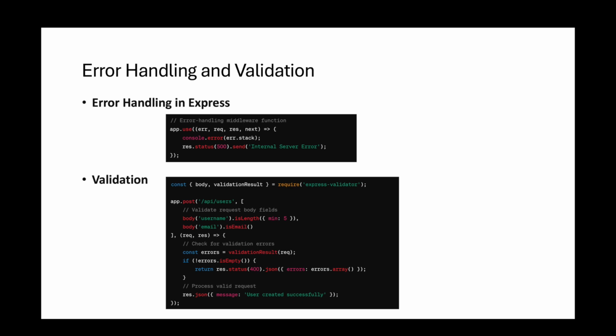Example: error handling middleware function. app.use((err, req, res, next) => console.error(err.stack), res.status(500).send('Internal Server Error')). Validation. Input validation is essential for ensuring that the data received from clients is valid and safe.